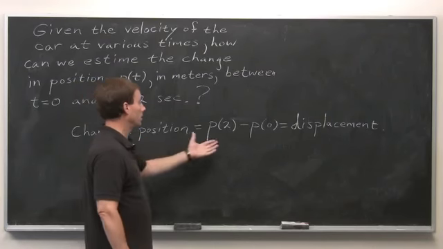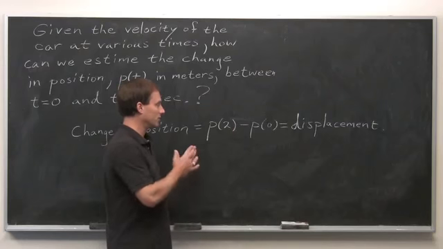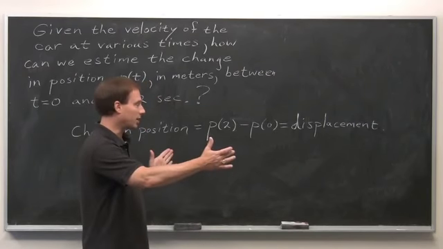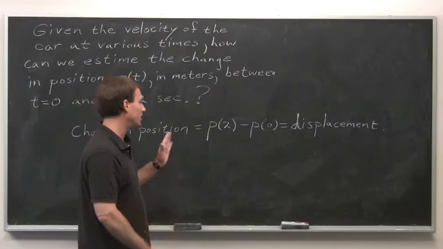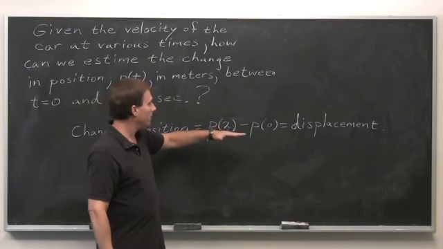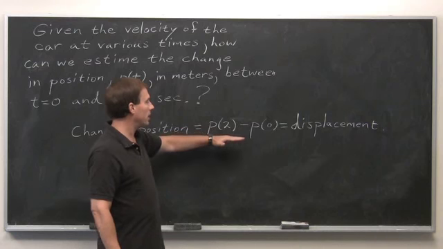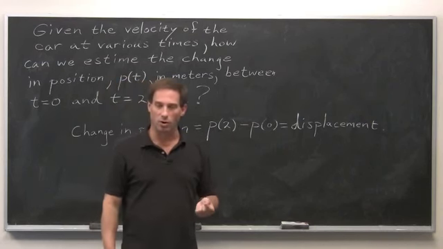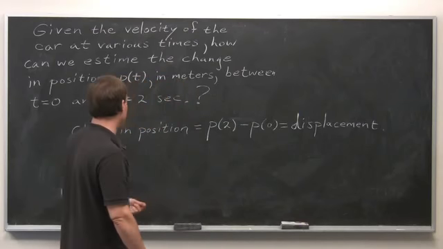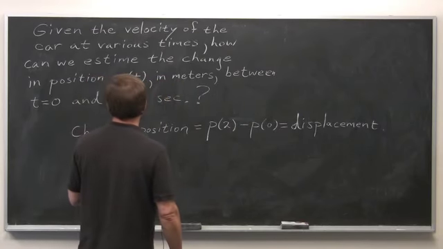For instance, if the car in 2 seconds went forward in the first second and backed up to where it started in the second second, it would end up back where it started. The displacement would be 0, but the total distance traveled wouldn't be. All right, so this is the displacement.